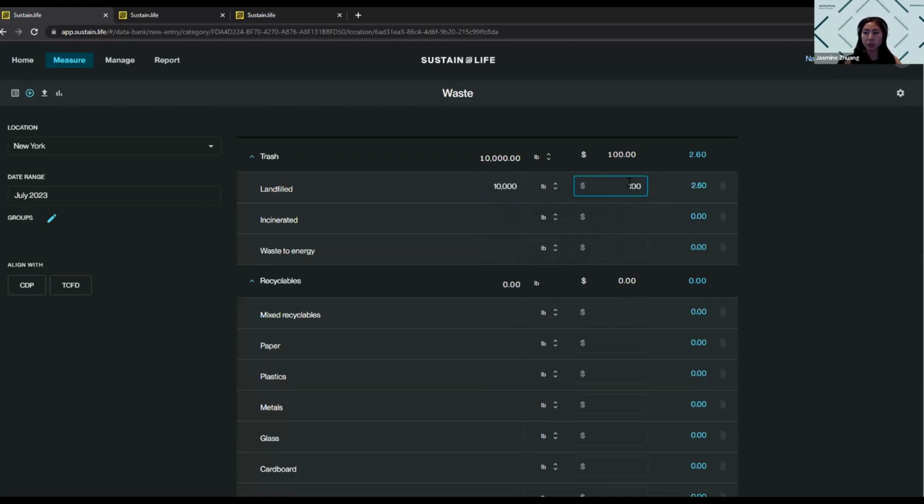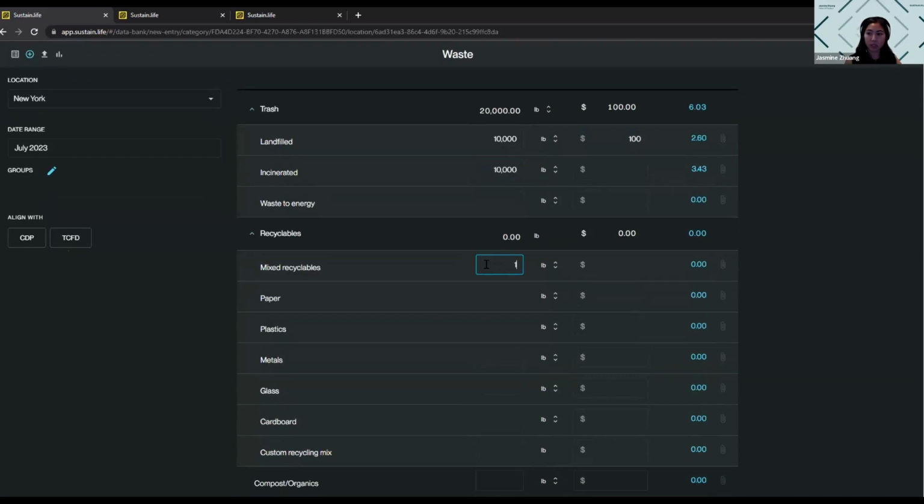And this will just help you keep track of your costs and your budget that you're spending on waste over time. And then what you'll see here that we're doing automatically in the background is pulling the proper emissions factor from our data sets that represent the location that you're tracking for, as well as the date range. And so, for example, for New York, we're pulling data from the EPA factors from the US government, and that's how we're calculating the emissions here.